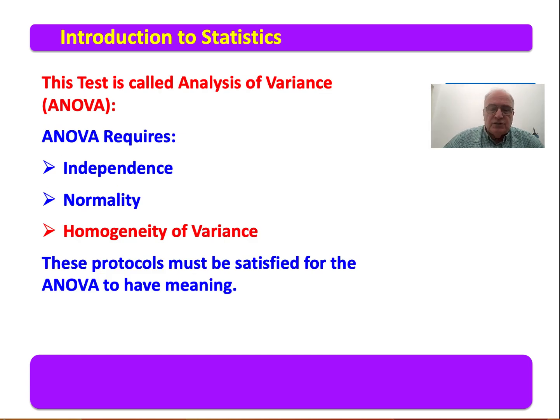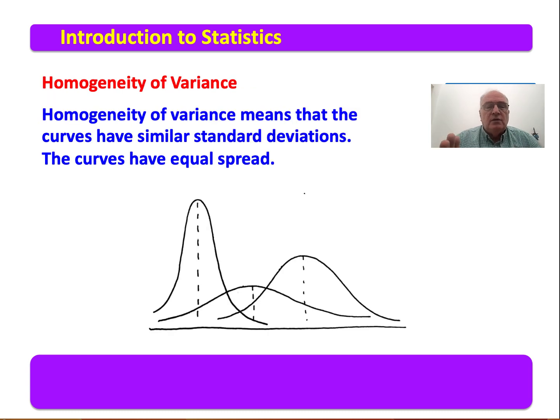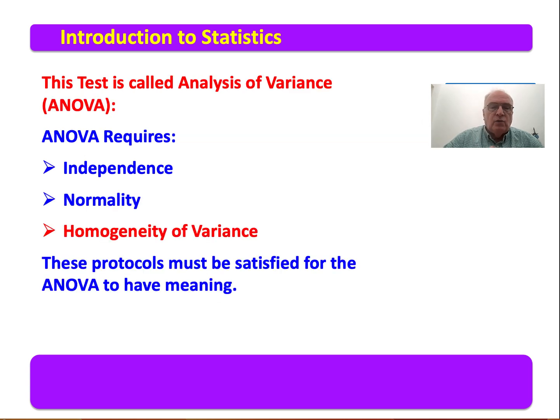Homogeneity of variance means that the curves have an equal standard deviation, so they're equally spread. You don't have the situation where you have this narrow curve and this big fat curve and this other medium fat curve, and you're trying to compare them because they're not enough alike for the comparison to work very well.